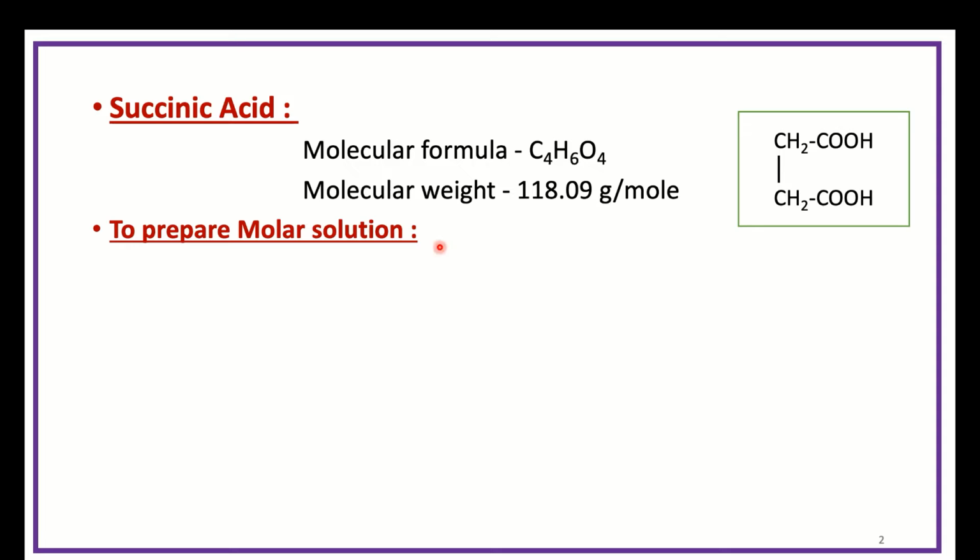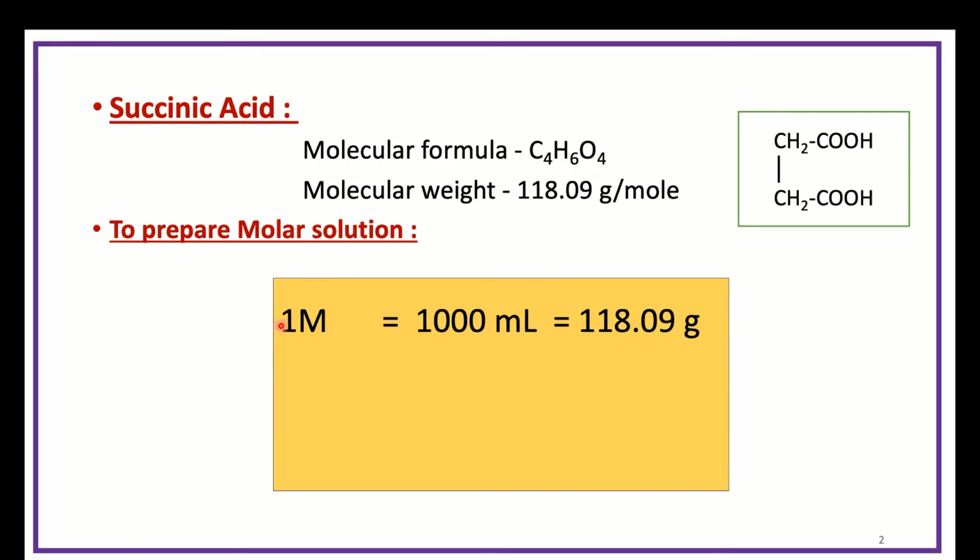Now, first of all, we will see how to prepare a molar solution of the given succinic acid. A 1 molar solution, we define as moles per liter. In 1000 ml or 1 liter of the solution, how many moles are present? Moles, we know, is calculated as mass upon molar mass.